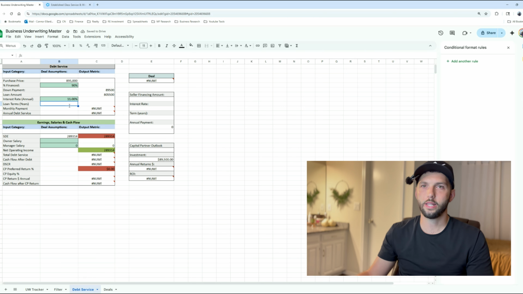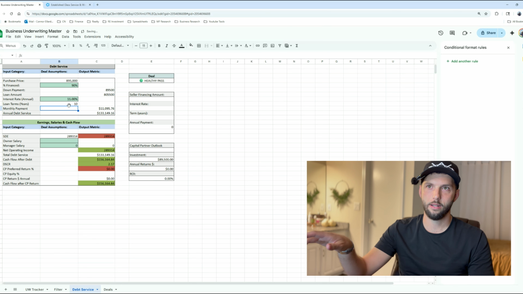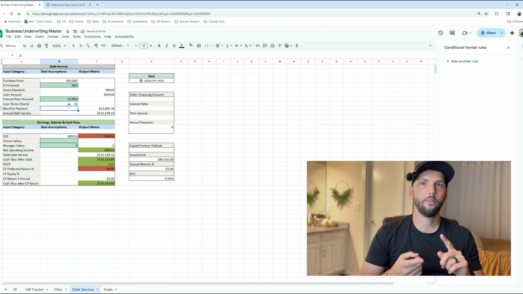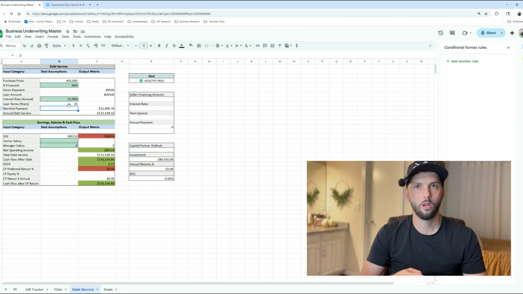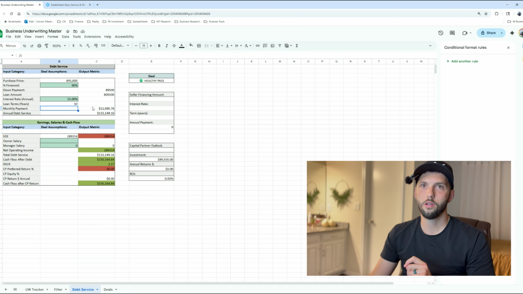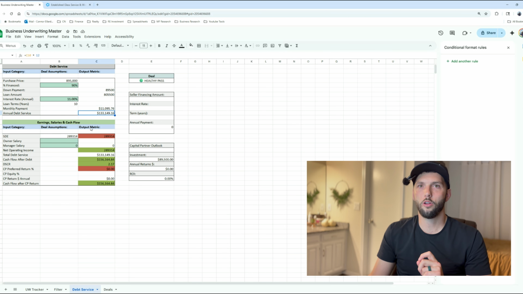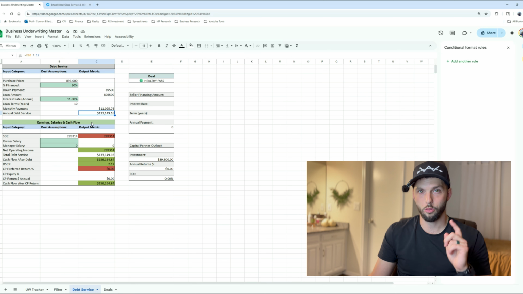And the terms that they give you are 10 years. So as we plug in the interest rate, which is 11% on an annual basis, and the loan term, which is 10 years, we're going to see a monthly payment of $11,995, annual debt service at $133,000.